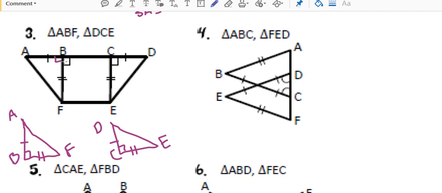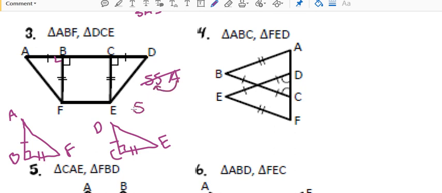So some of us might be tempted to pick hypotenuse leg because we're looking at a right triangle, but they don't tell us anything about the hypotenuse. What they do give us are two sides and an angle. Well, we know ASS theorem's not real, so I need to think, can I put the angle and make it included?